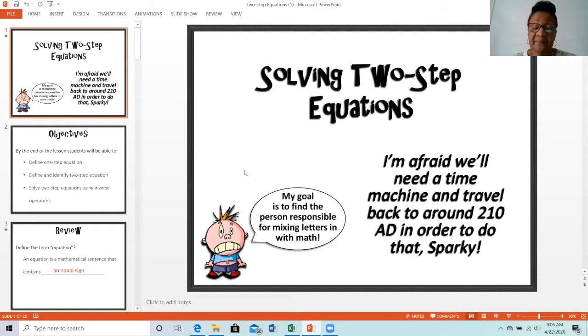But could Sparky do anything about that? Can he find the person responsible for that? No, he has to go way back into a time machine.